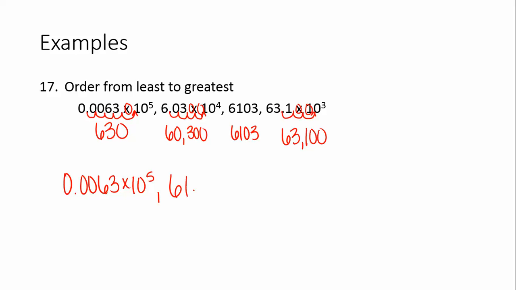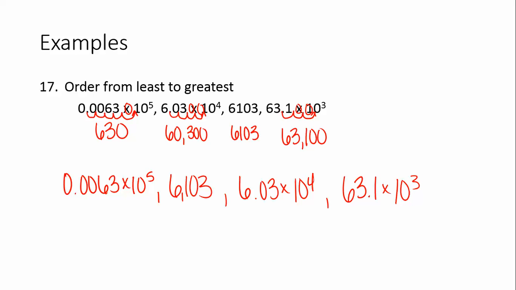Then we have 6,103. And be careful with your commas here so that they don't look like they're separating other numbers. And then we have the 60,300, so 6.03 times 10 to the 4th. And then finally, 63,100 was 63.1 times 10 to the 3rd. So these numbers are all written least to greatest.